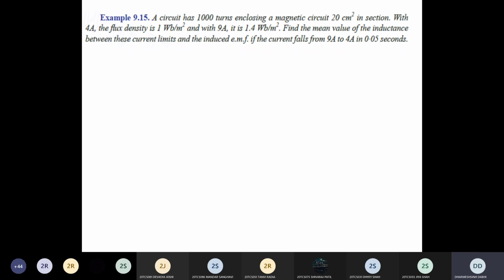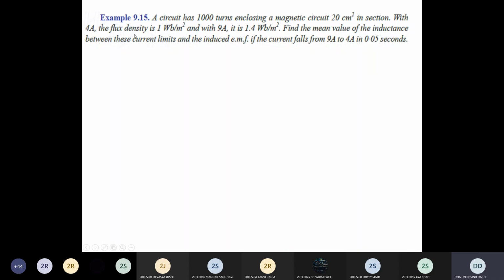Which equation of inductance do you use? First of all, write down the given data. Here the number of turns is given, it means N is 1000 turns. The cross-sectional area of this magnetic circuit is given, it means A is given. Convert into meter square: 20 into 10 raised to minus 4. Here two currents are given. One is 4 ampere, at which the flux density is 1 Weber per meter square, and after that the current is 9 ampere, and at that time the flux density is 1.4 Weber per meter square. So why is this current changing?